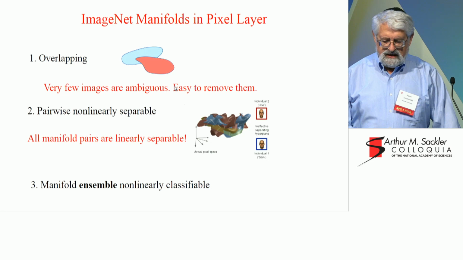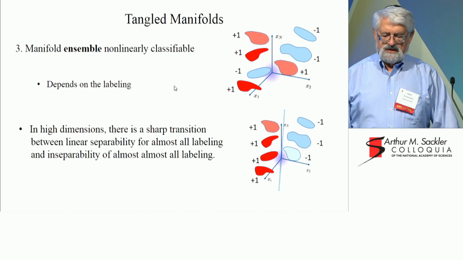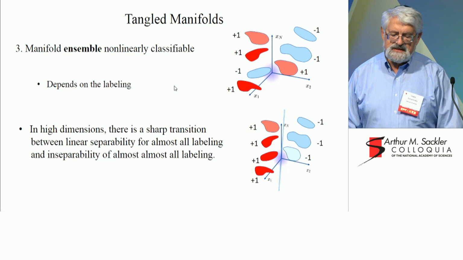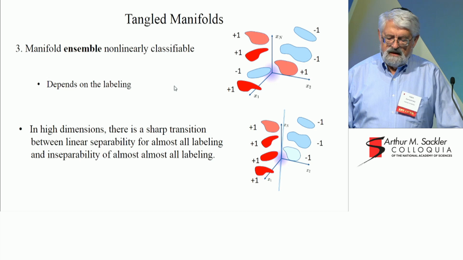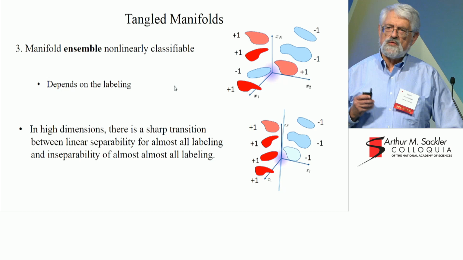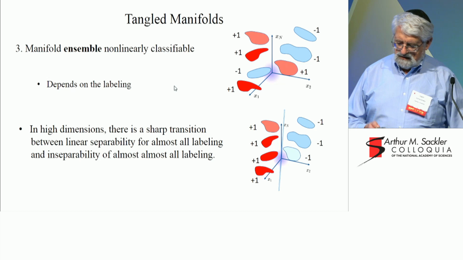So we then think that the relevant problem of tangled manifolds is really the problem of an ensemble of manifolds. So if you have many manifolds and you want to separate some of them to classify them, or separate one from the rest and so on and so forth, then this is going to need reformatting. So this is something that you cannot do at the low level stages like the pixel layer, but you might be able to do better at top layers.